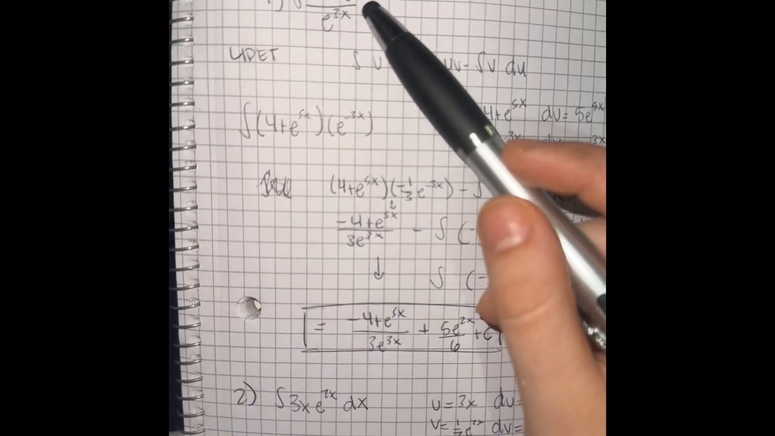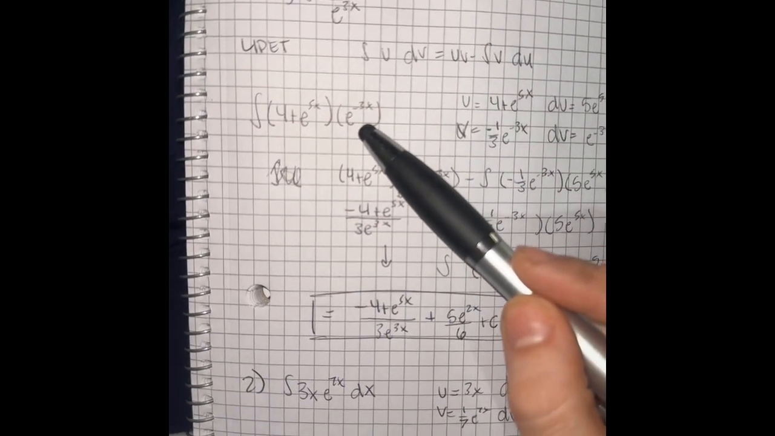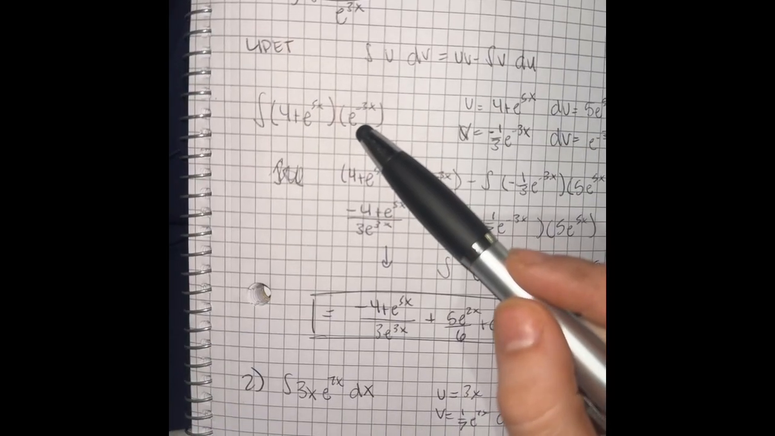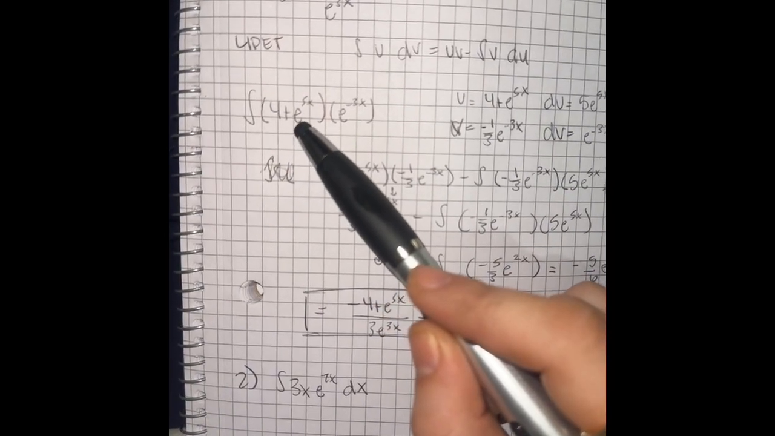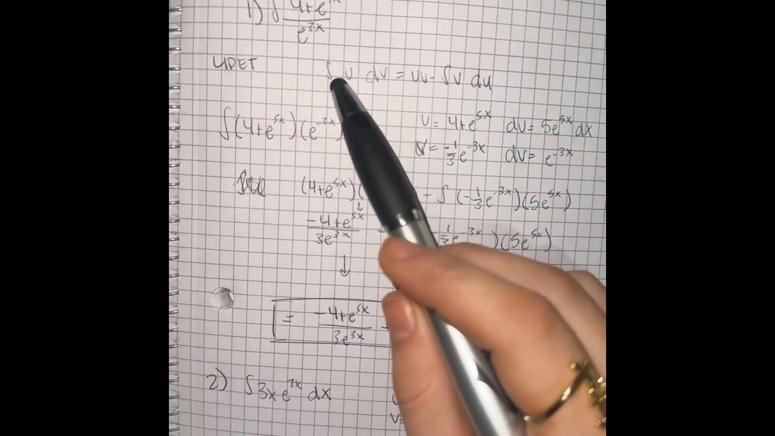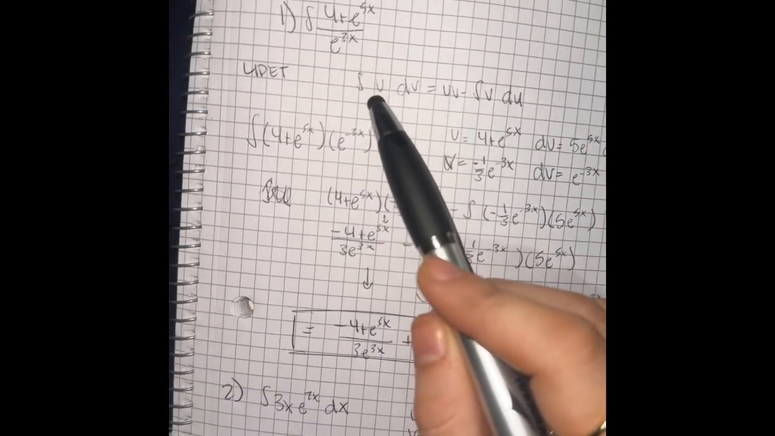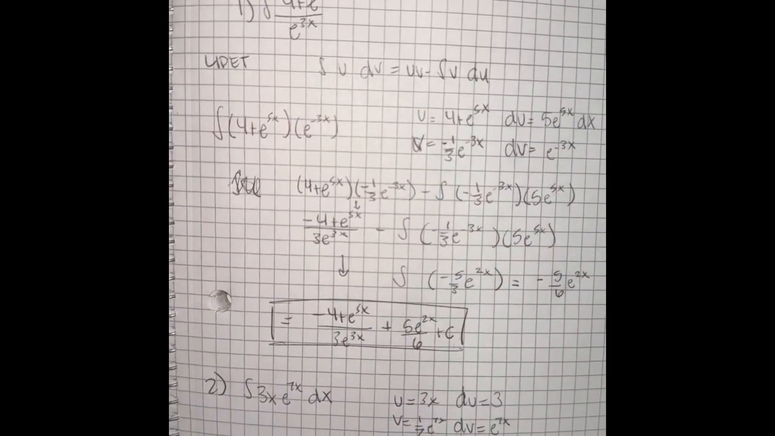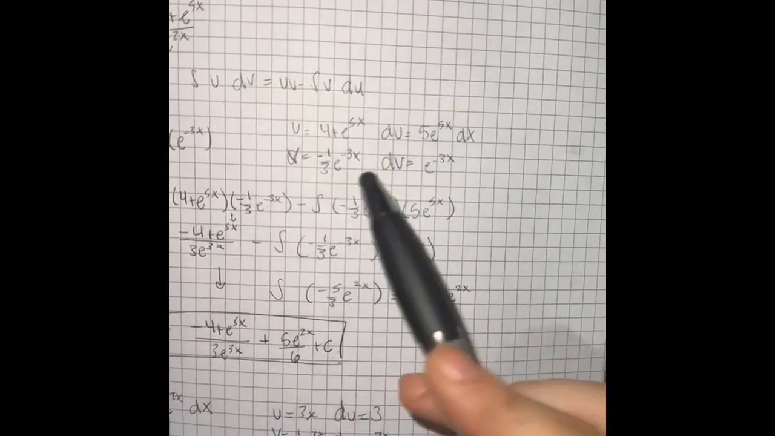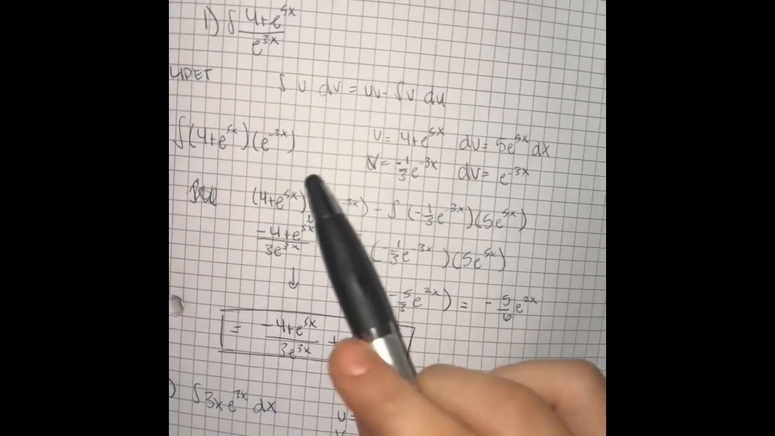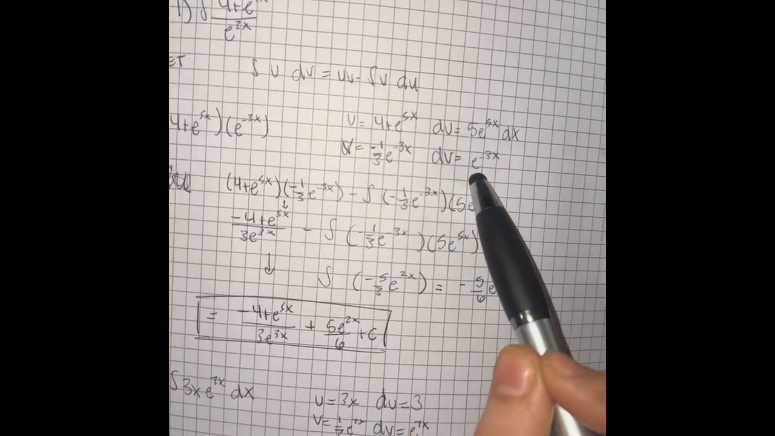My first step with the division problem is to rewrite the denominator as a multiple with a negative exponent. So I have 4 plus e to the 5x times e to the negative 3x. And our formula for this says that the integral of u dv equals uv minus the integral of v du. Right here I have u being 4 plus e to the 5x, and that would leave our dv to be e to the negative 3x.